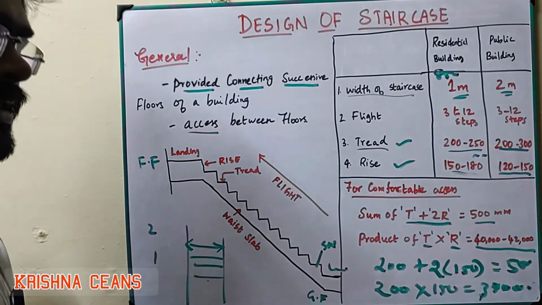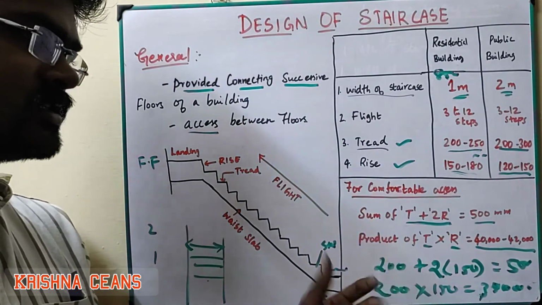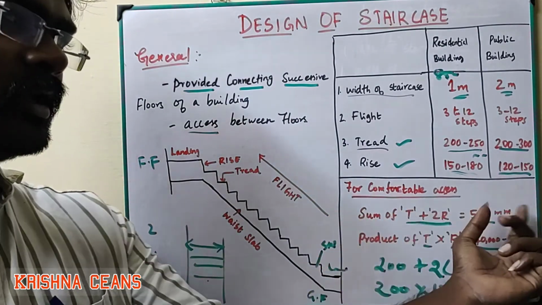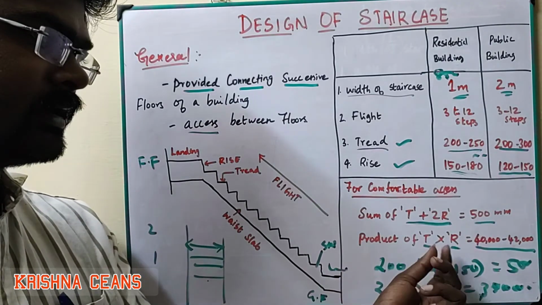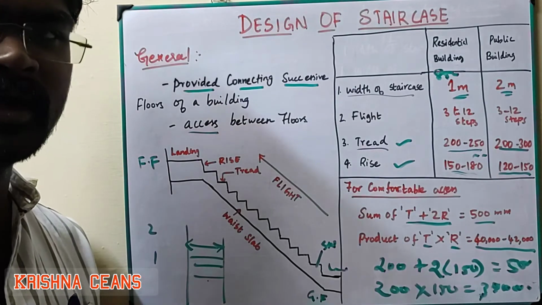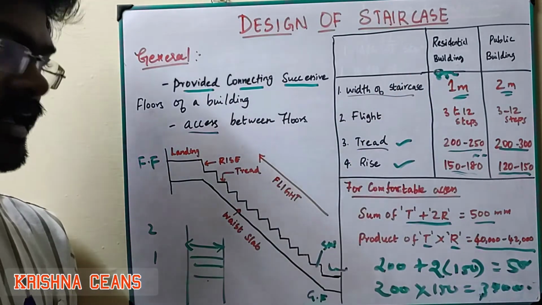So 30,000, like that we have to choose. So you have to satisfy these two conditions. In case you are choosing the sum, it should come under 500. If your product, the thread and riser, comes under 40,000 to 42,000, this is the requirement for the design of staircases.